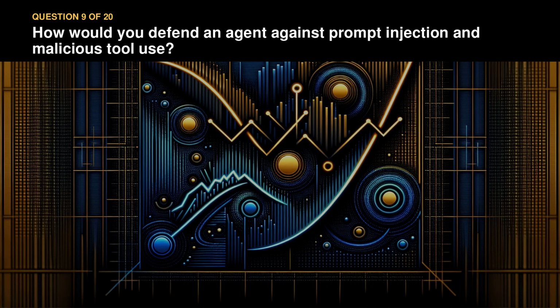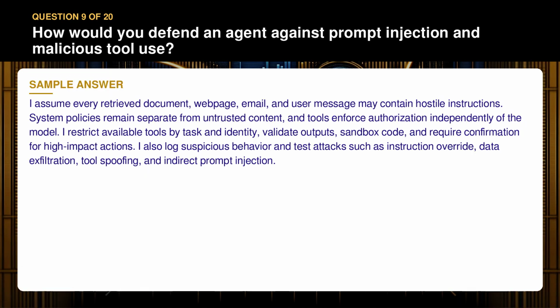Question 9. How would you defend an agent against prompt injection and malicious tool use? I assume every retrieved document, web page, email, and user message may contain hostile instructions. System policies remain separate from untrusted content, and tools enforce authorization independently of the model.